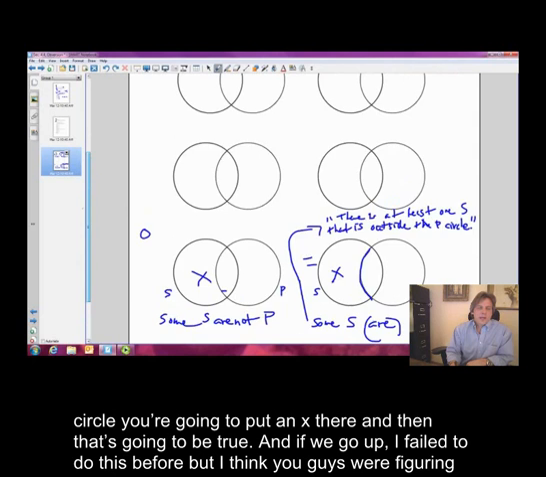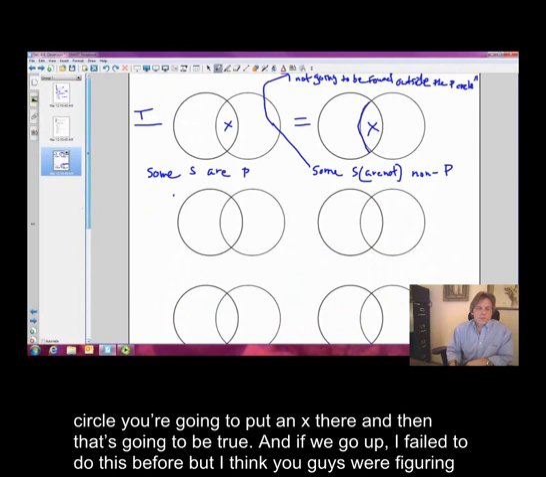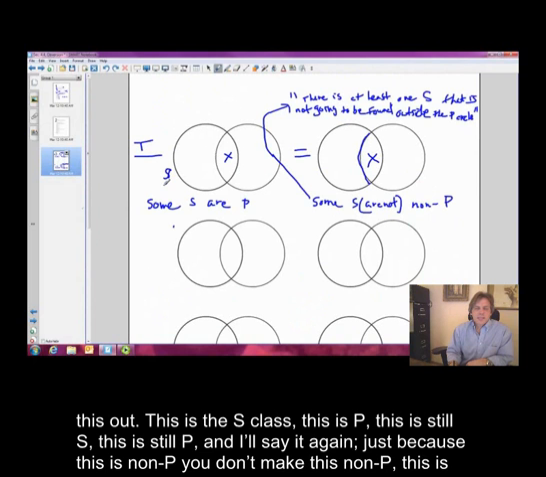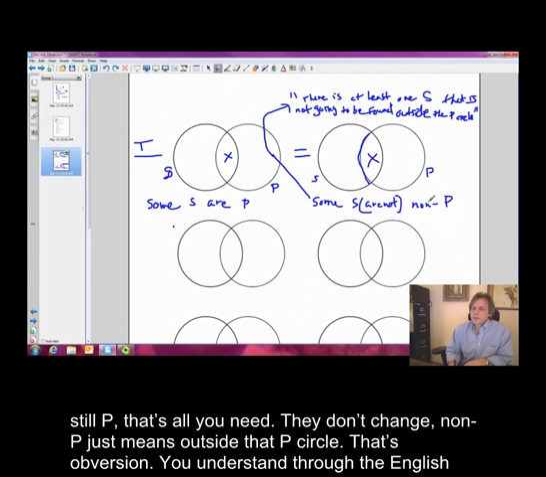And if we go up, I failed to do this before, but I think you guys are figuring this out. This is the S class. So this is S. This is P. This is still S. This is still P. And I'll say it again. Just because this is non-P, you don't make this non-P. This is still P. That's all you need. They don't change. Non-P just means outside that P circle.